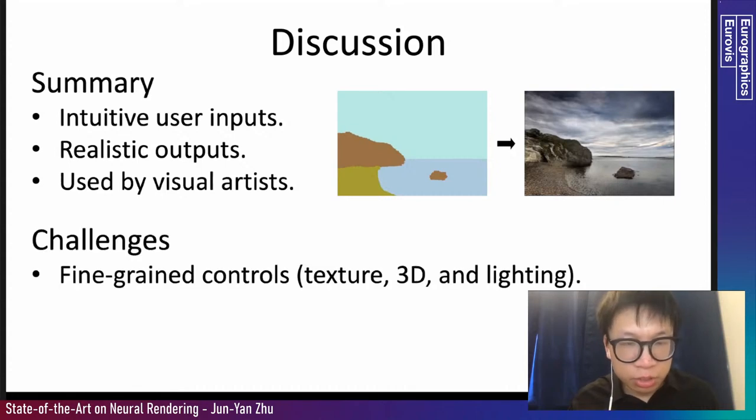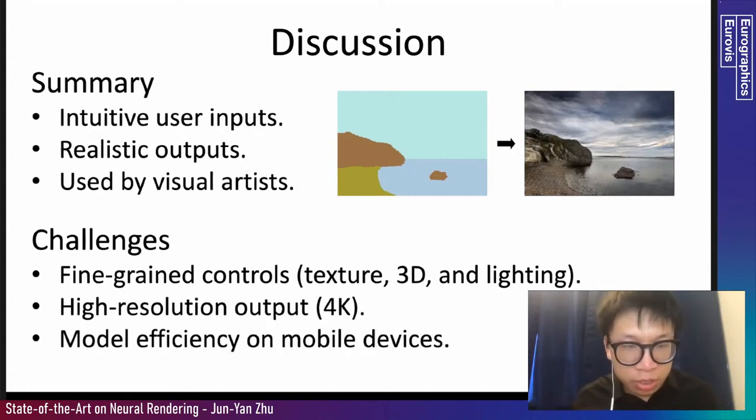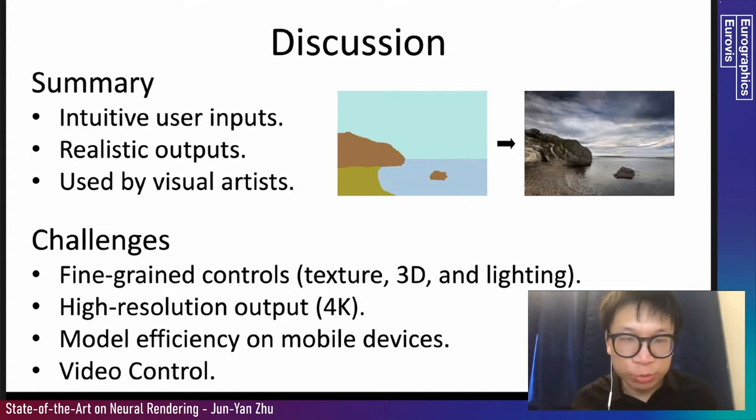And moving forward, the challenge is how can we combine different controls, like 3D controls, the texture of each object, and material and lighting in the same framework. How can we generate high-resolution output on a mobile device like an iPad or an iPhone? These kinds of models still have to run on very high-end GPUs. And how can we enable video control? Because we don't want to author a semantic input label map for every single video frame, which is not ideal. How can we have even easier control for videos?